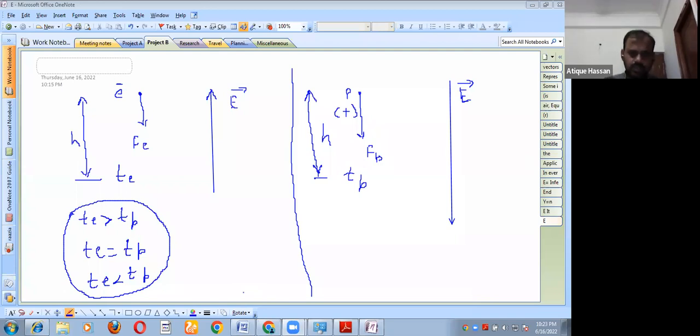Shravya, can you give some clue how to proceed?